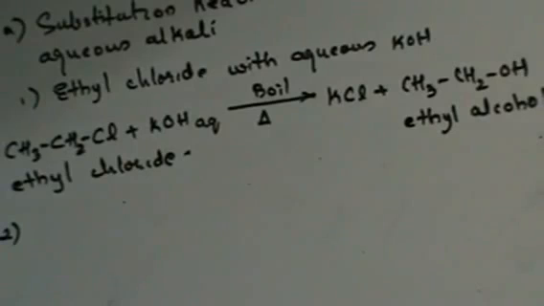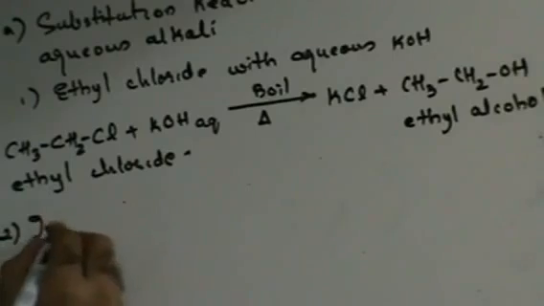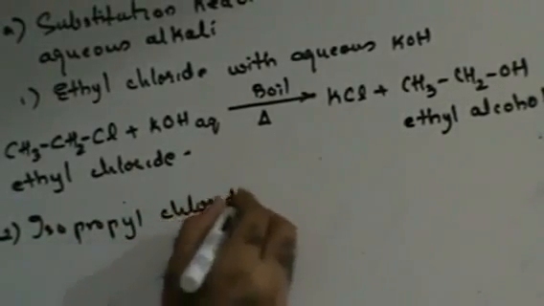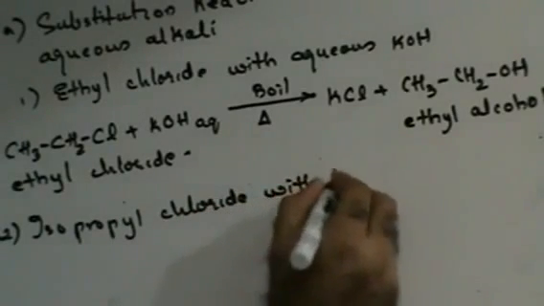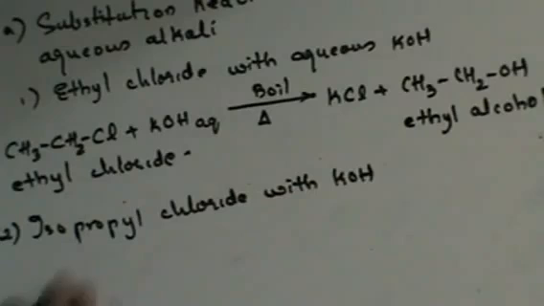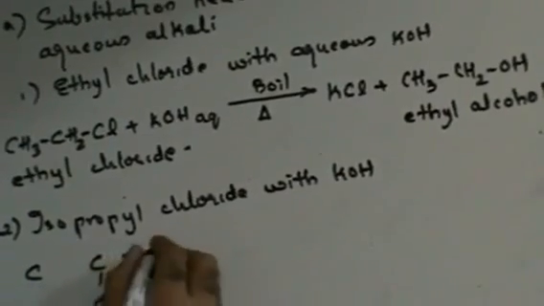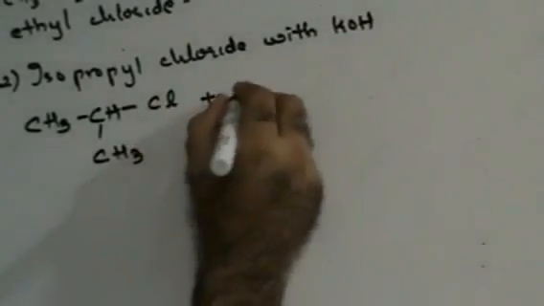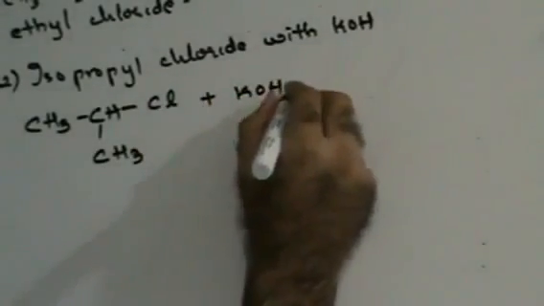What happens when isopropyl chloride reacts with KOH? Isopropyl chloride with KOH aqueous. Right? Propyl, three carbon atoms. Iso, that means one of the carbon atoms has to be in the branch. Chloride, that means Cl. Now this is going to be CH3 CH3 CH Cl. This is your isopropyl chloride reacts with KOH aqueous.